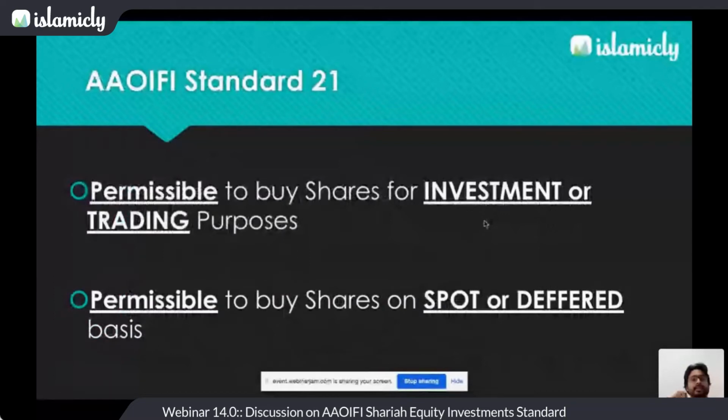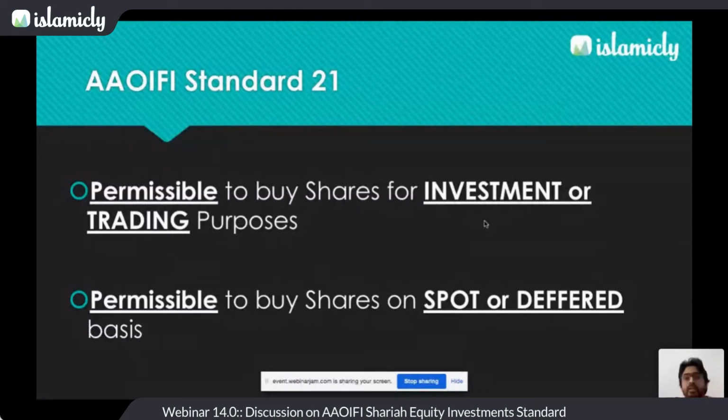Now, the other key thing which AAOIFI touches upon is it is permissible to buy shares for investment or trading purposes. So AAOIFI very specifically mentions that you can invest in a company with a view of getting a long-term position, holding the share for a longer period of time will give you good investment return. That's what your anticipation is. It is permissible if you buy shares with a view of investing in that company. It is also permissible to buy shares in that company with a view to trade in them, that is gaining a profit due to differential in the buy and sell price.